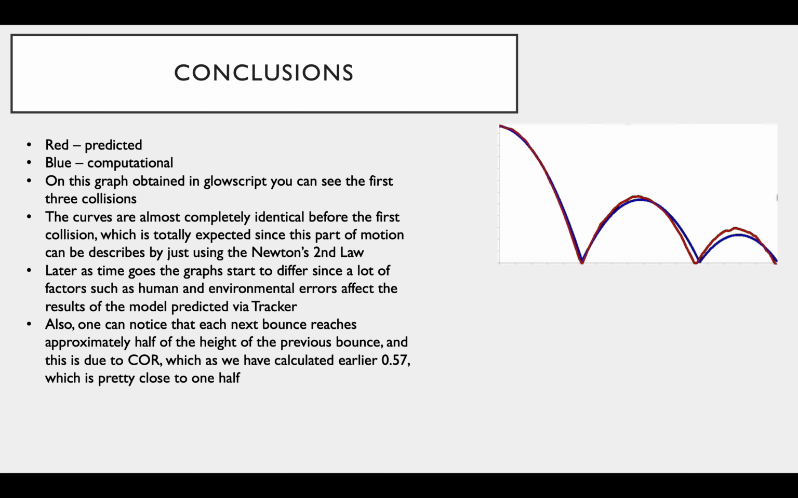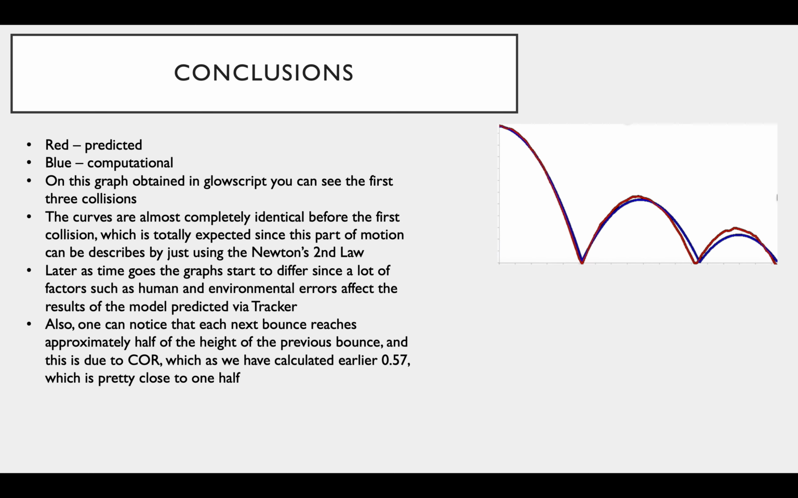In conclusion, on this slide, you can see the comparison of the two models. The red graph shows the predicted model and the blue graph shows the computational model. On the screenshot on your right, there are 3 collisions that describe general trends of the motion. As expected, the motion before the first collision on the two graphs is almost completely identical, since it can be described by just Newton's second law.